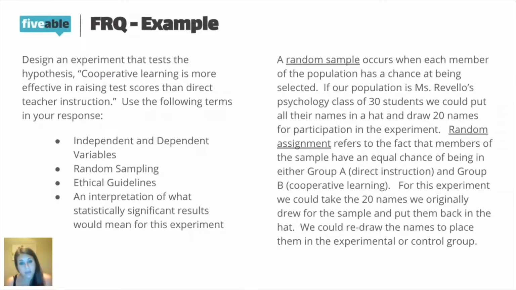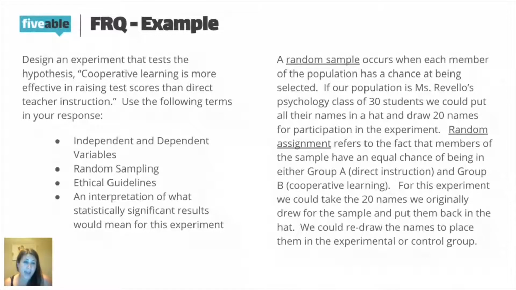Random assignment refers to the fact that members of the sample all have an equal chance of being in either group A or group B. And so you could literally just say, again, for this experiment, we're going to put those 20 names back in the hat and draw 10 for group A and 10 for group B. And that's how we'll do it. So again, you need to stick with whatever you wrote in the original experiment, because that's what they're going to look at for comparing whether or not you're talking about the term correctly.